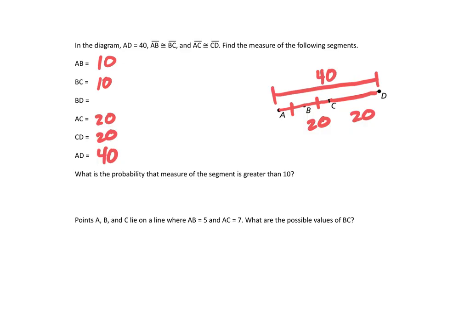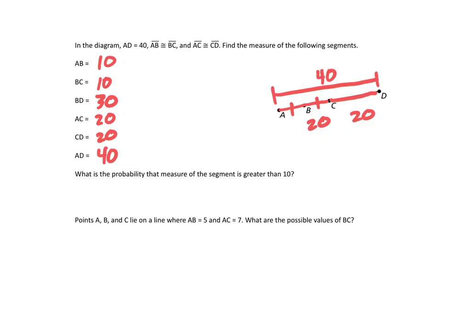What about BD? 30. It'd be 30, right? Because we know this is 10, we know this is 20. So then that's the segment addition postulate where we're adding those two together. 10 plus 20 would make 30. So we just kind of break it up into pieces, use the information that we have, and help us to answer the question that we got.